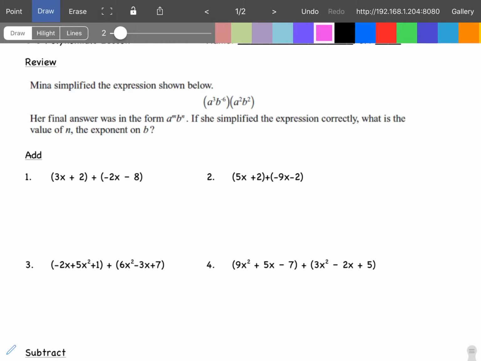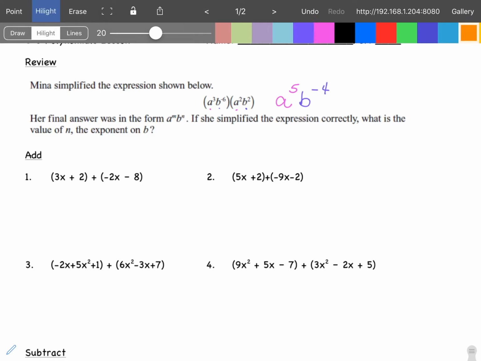So let's just recall that when we are multiplying terms, as long as they have the same base, like the a cubed times the a squared, we keep the base and we add the exponents. So 3 plus 2 would be 5. And then we look at the b, so we keep the b and we add the exponents, negative 6 plus 2, which would be negative 4.